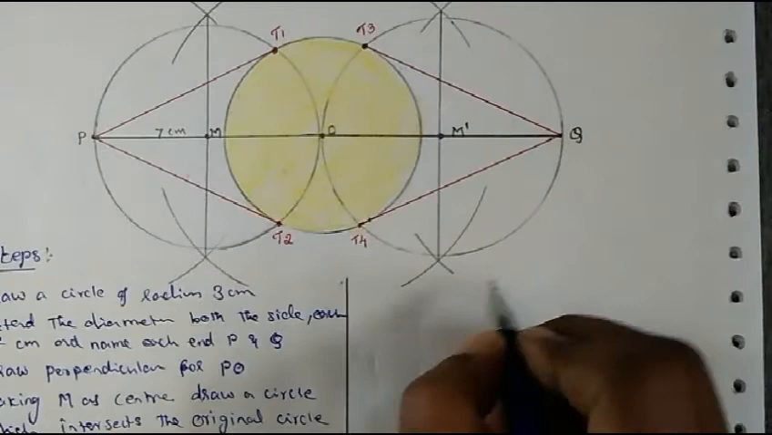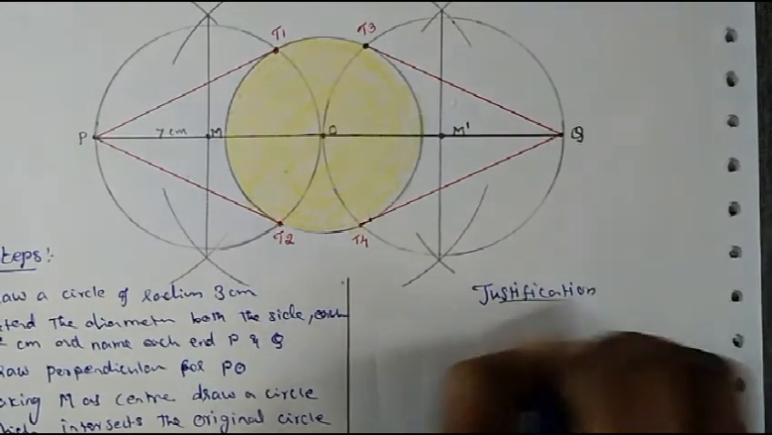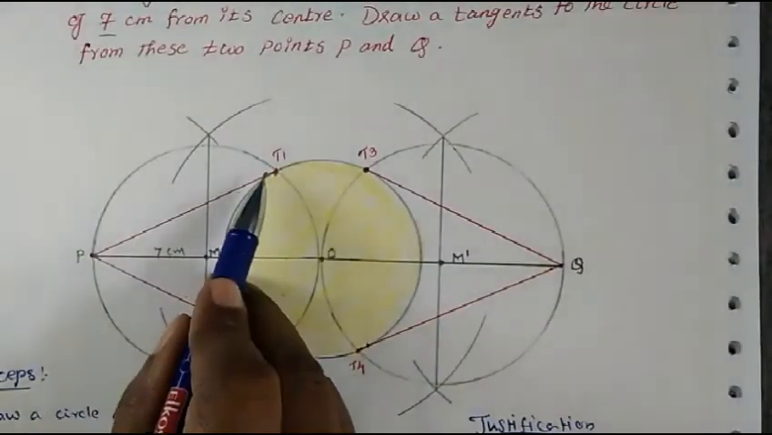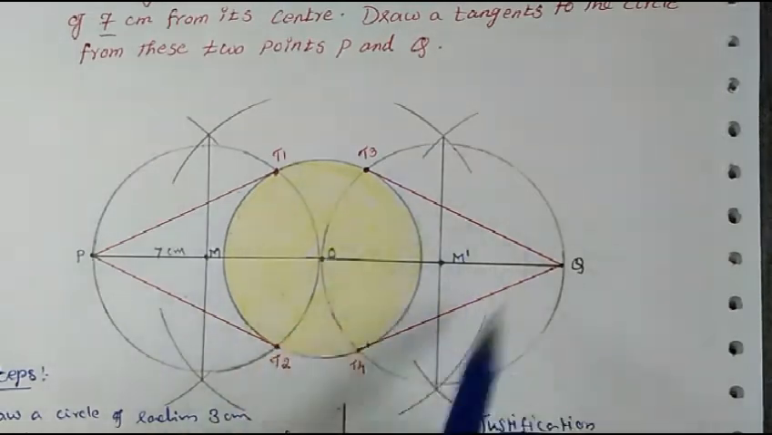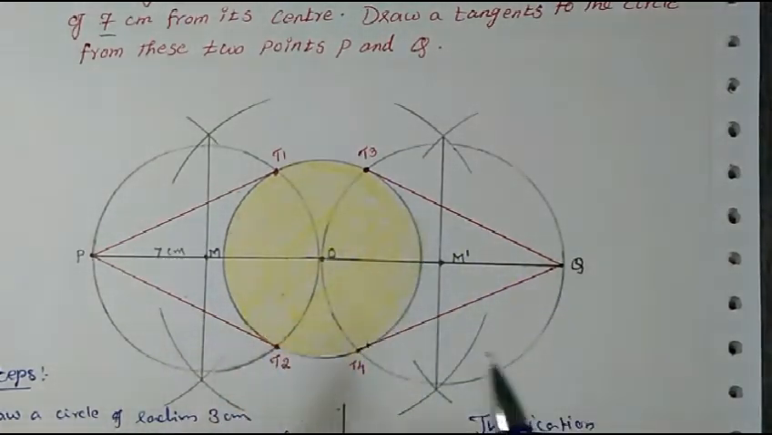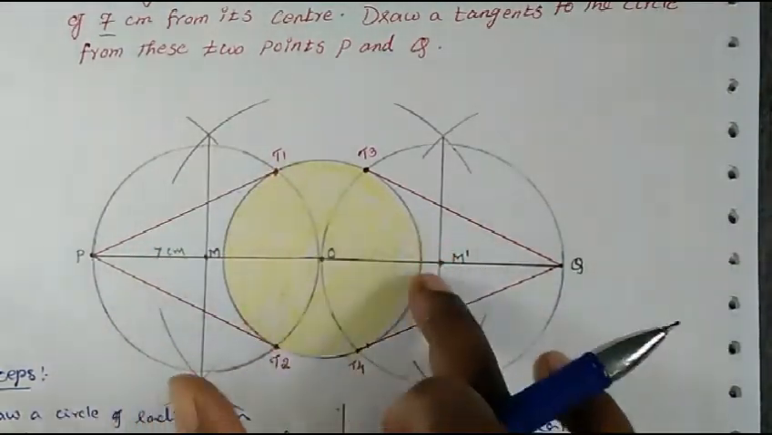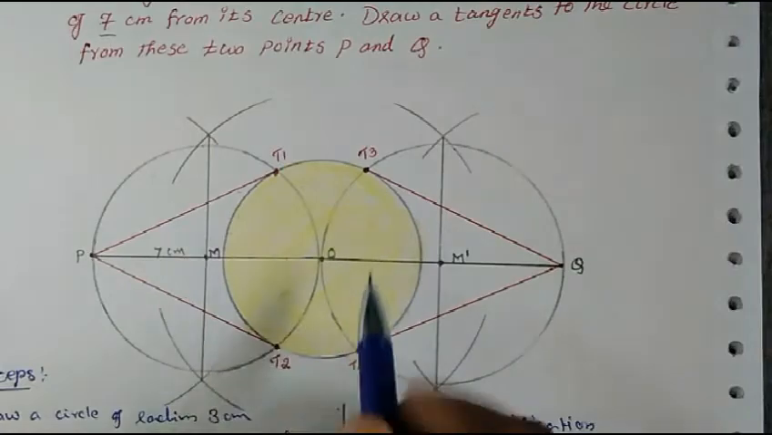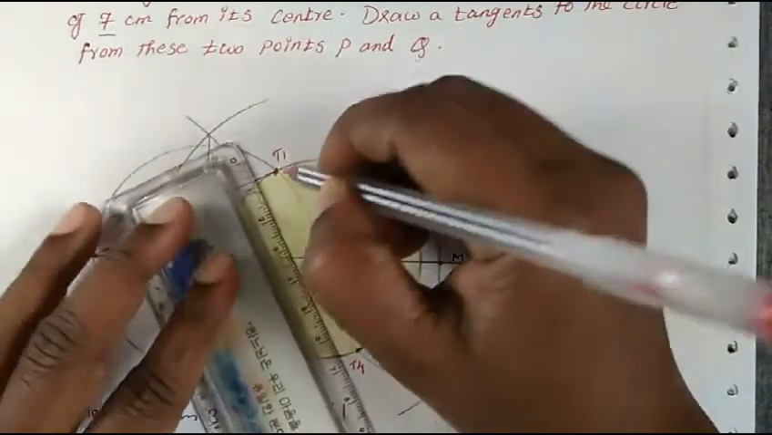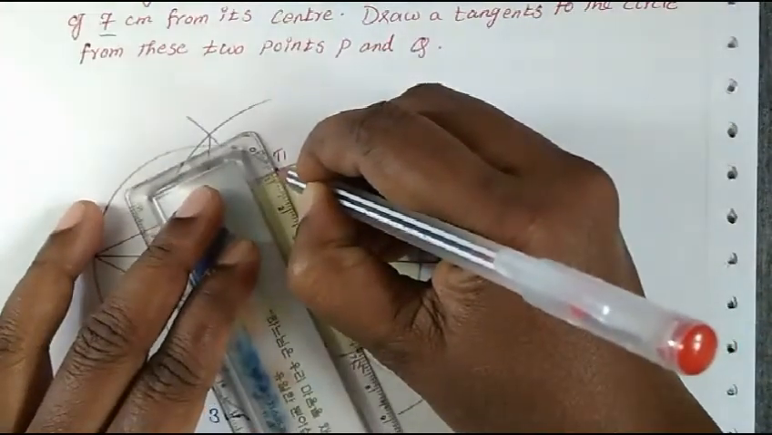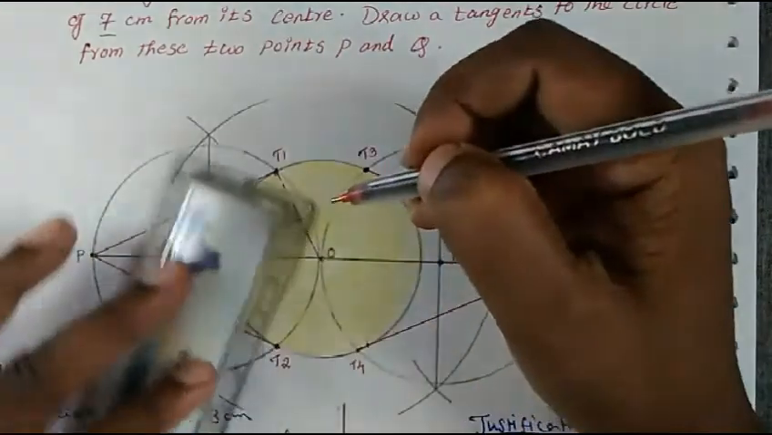Now coming to the justification. First we will join T1 with O, T2 with O. Similarly, we have to say it for the other side after; no need to repeat, but first we will explain this, then we will say similarly for this also. So let's join T1 with O.